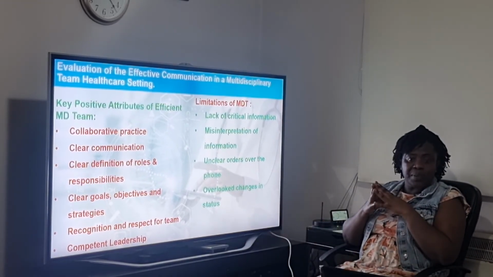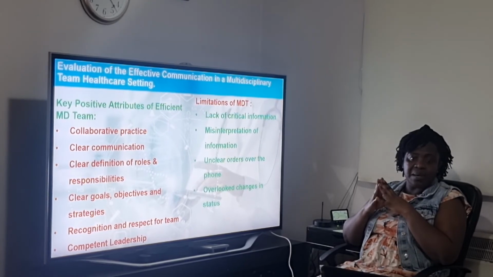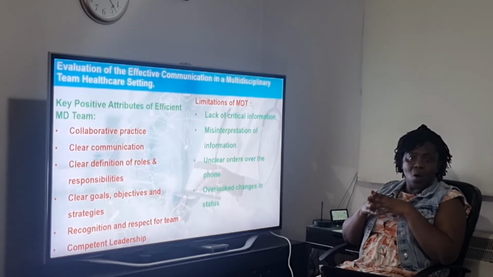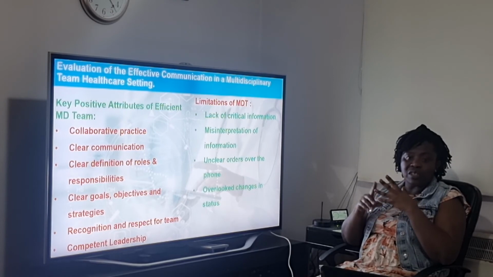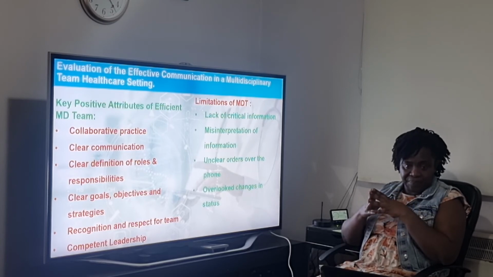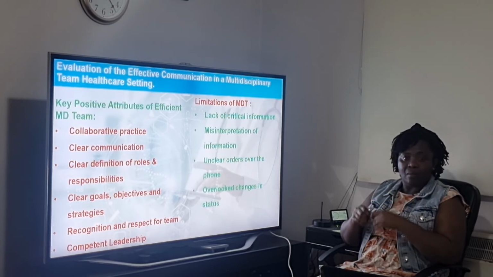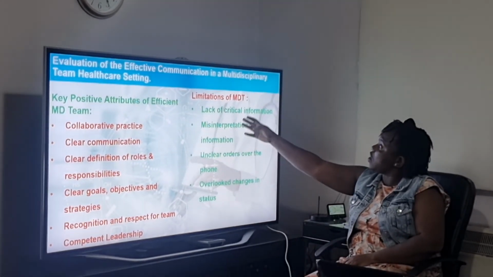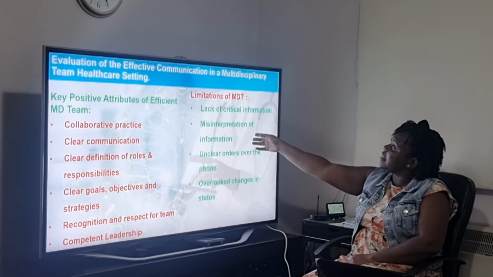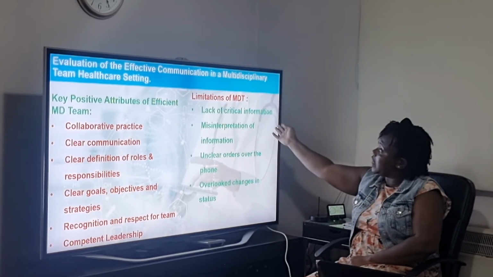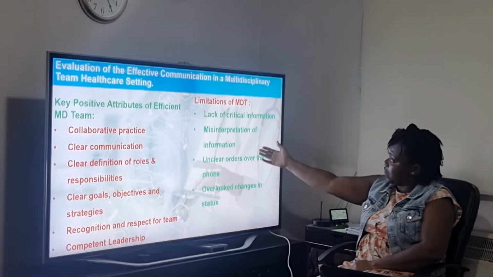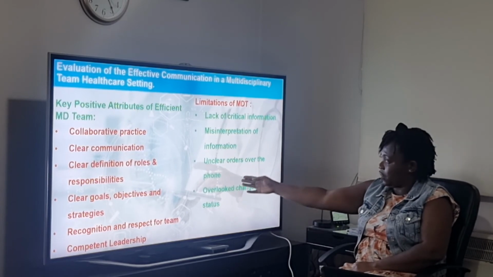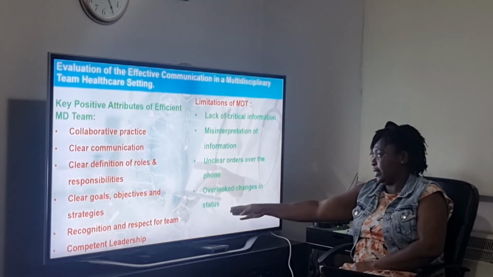Nurses work closely with patients and healthcare professionals in the MDT, and every member within the team understands their role, responsibilities, and accountability, where the nurses serve as an advocate for the patient in their care. So limitations of a multidisciplinary care setting include lack of critical information, misinterpretation of information, unclear orders over the phone, and overlooked changes in status.